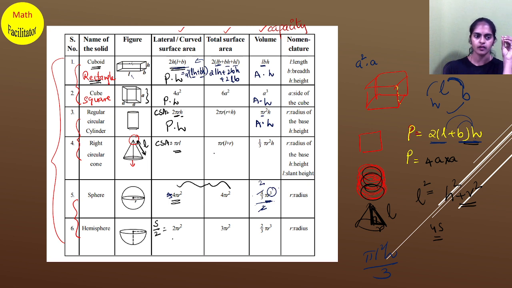Is it very clear? Okay. Now total surface area for the cube is nothing but 4a square plus top and bottom are also square. So it is a square and a square. So it is 6a square.